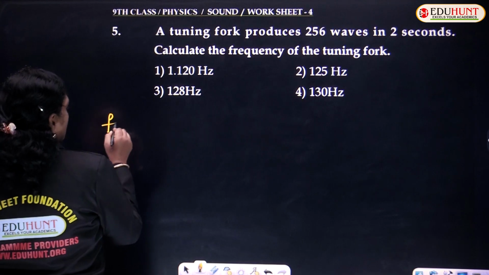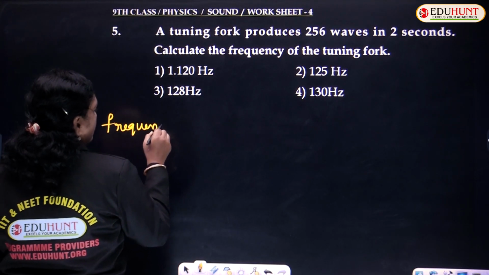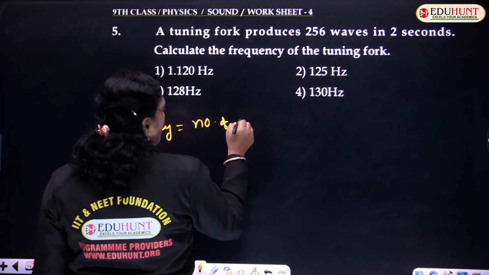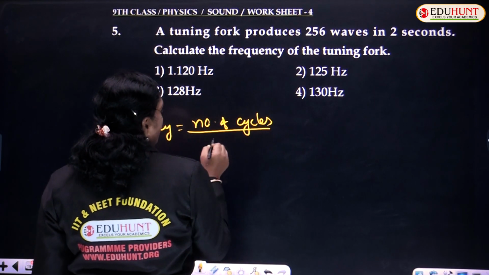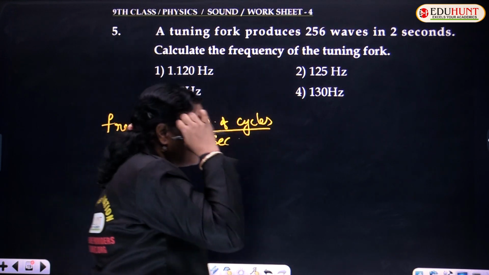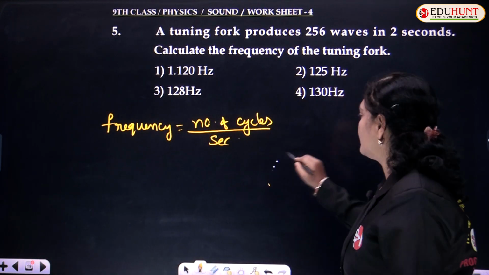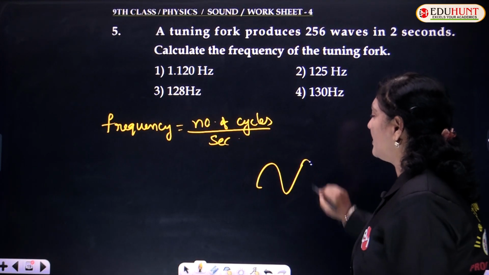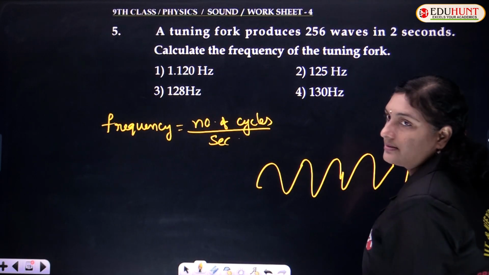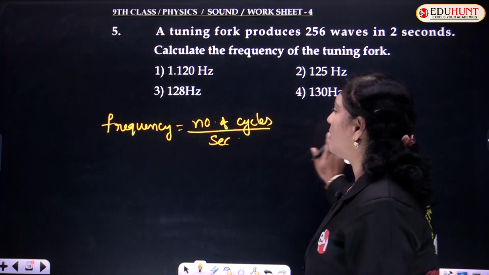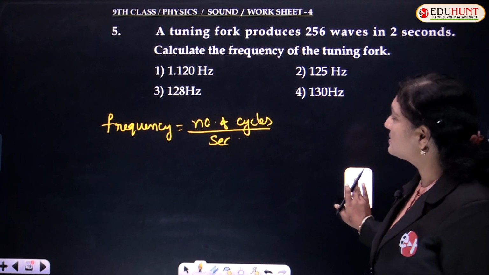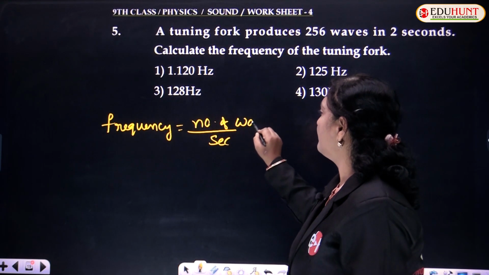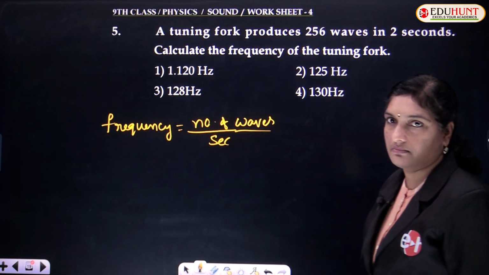Children, as I told you, frequency is defined as the number of vibrations per second, or number of cycles per second, and number of cycles means number of waves. So 1 cycle, 2 cycle, 3 cycle, 4 cycle, like that. So number of cycles means how many waves are produced. Like this, okay? So number of waves or number of cycles or number of vibrations per second. As they gave number of waves, I'll write number of waves per second instead of cycles.